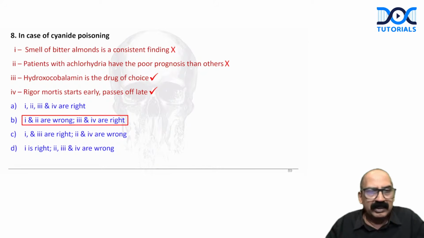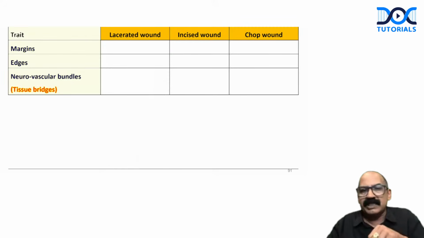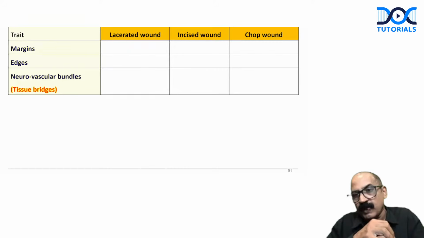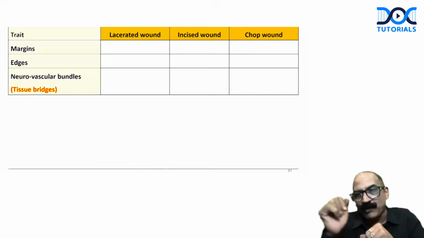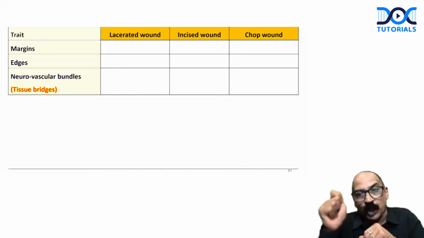1 and 2 are wrong, 3 and 4 are wrong. Identify the type of the injury. Now let me explain about three important injuries. Lacerated wound, incised wound, a chop wound. Laceration wounds are always caused by a heavy blunt object. If not heavy, at least a blunt object. Incised wounds are caused by a sharp cutting light weapon like a blade. Chop wounds are always caused by a sharp cutting or sharp splitting heavy weapon like an axe.